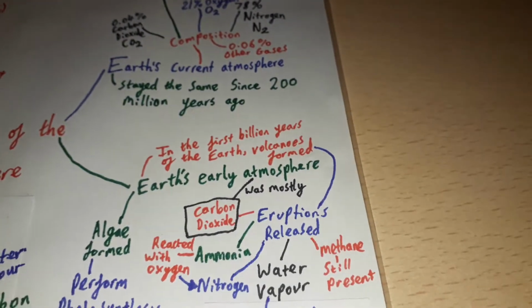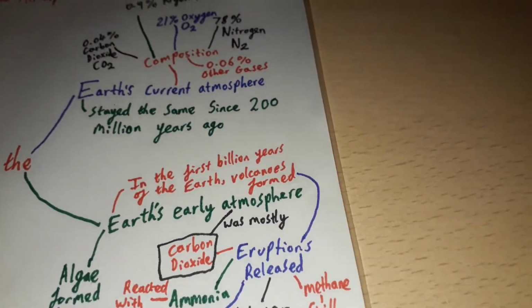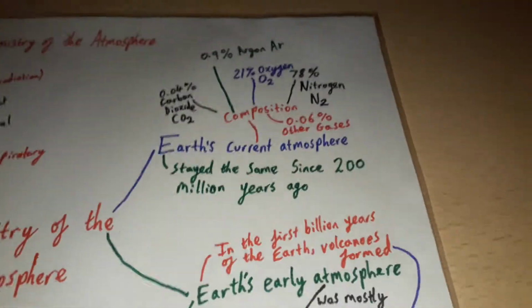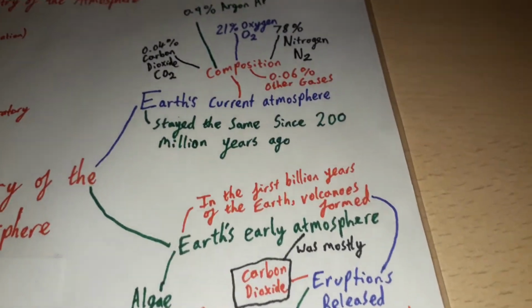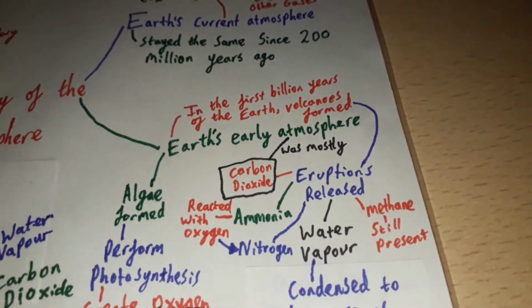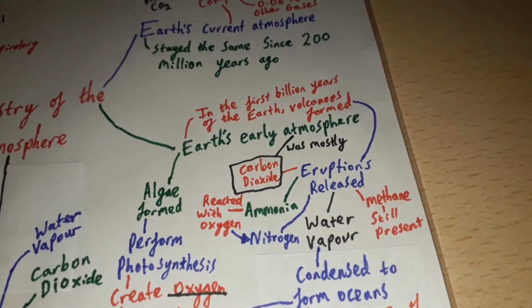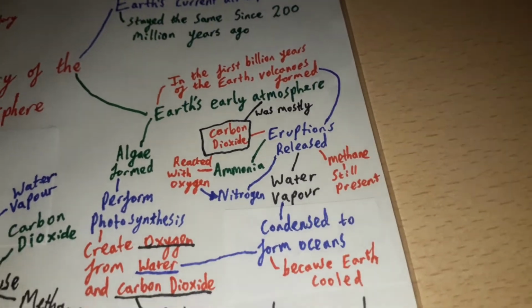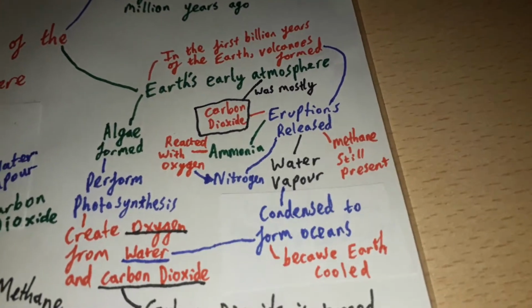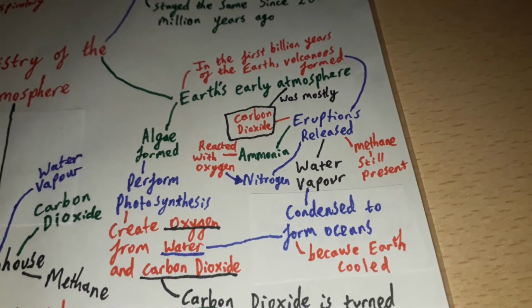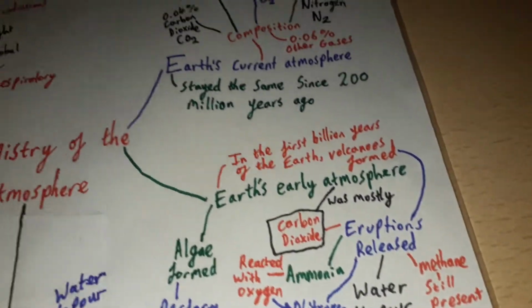Carbon dioxide was produced, and the important thing about that is most of the atmosphere back then was made up of carbon dioxide, not nitrogen like it is now. And we'll look at how that changed and how extra oxygen was produced. Also, there was ammonia, but later on that would react with oxygen to form more nitrogen, increasing the amount of nitrogen. And the water vapor would eventually condense to form oceans because the Earth would cool.